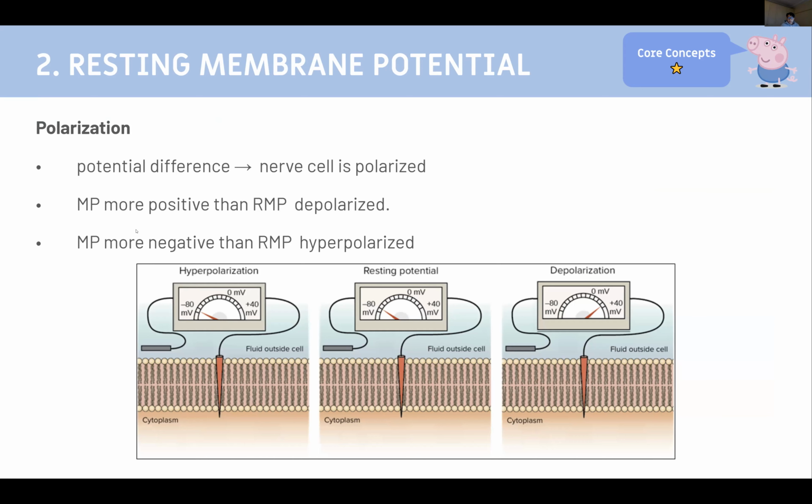But if our membrane potential gets more negative than our resting membrane potential, over here in hyperpolarization, we're going to call it hyperpolarized because it's becoming even more polarized. So we have resting potential. Depolarized is where we get closer to 0 or more positive, and hyperpolarization is where we get more negative.